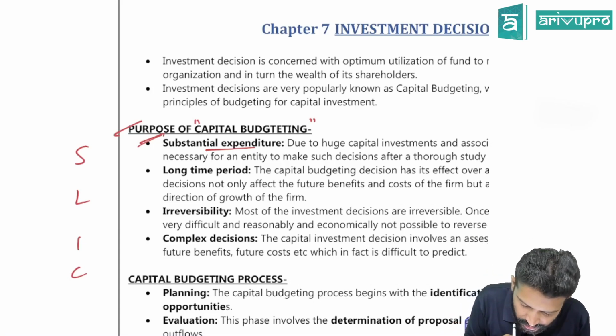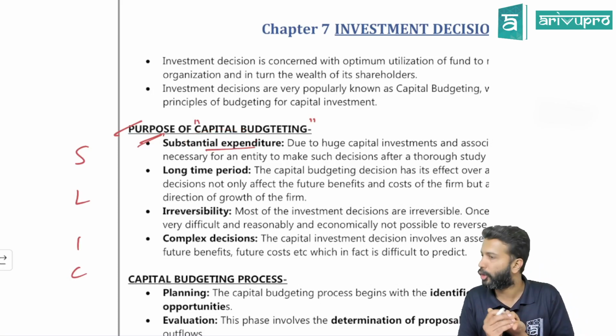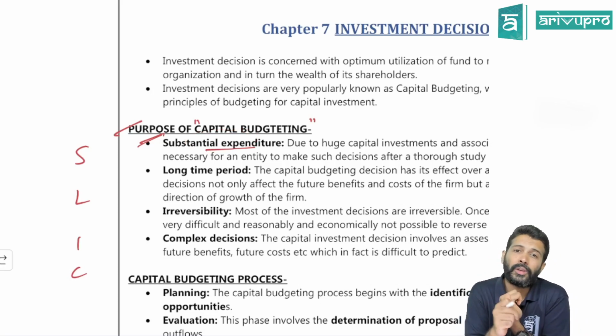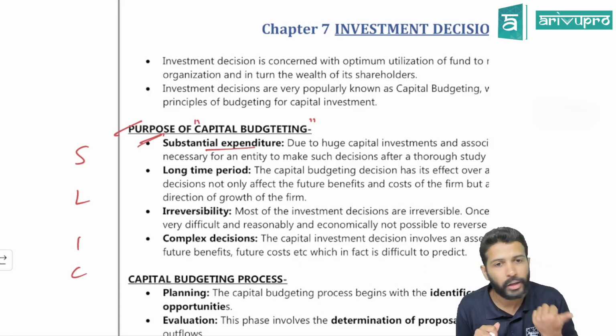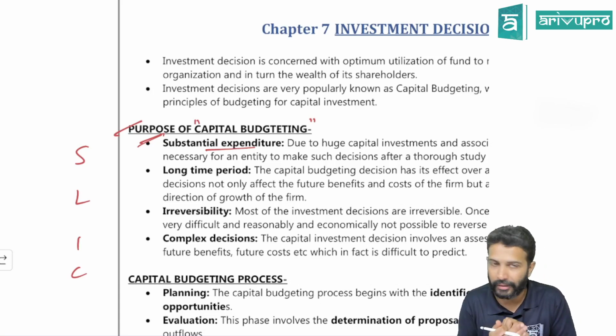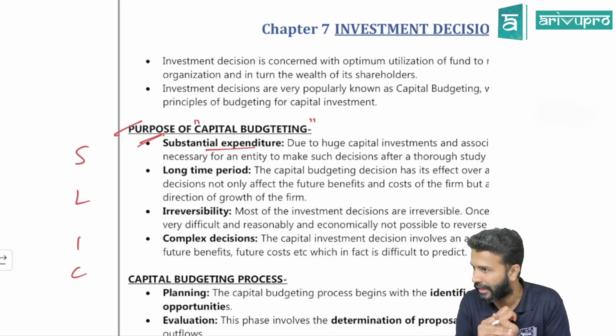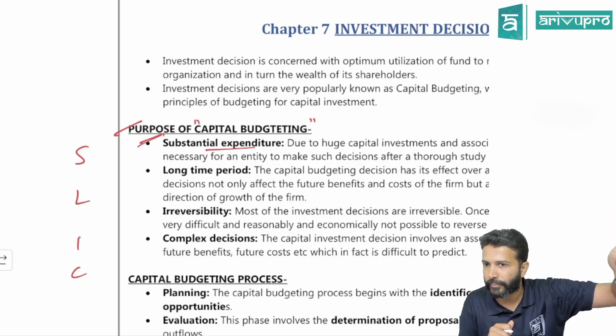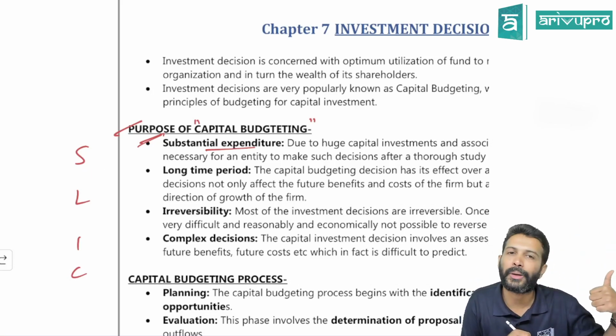So hence there is a necessity to pay attention to this, because the amount of expenditure required for these projects is very huge. One decision could mean the death of the business literally. Hence, that's the first one. That's your S, substantial expenditure.